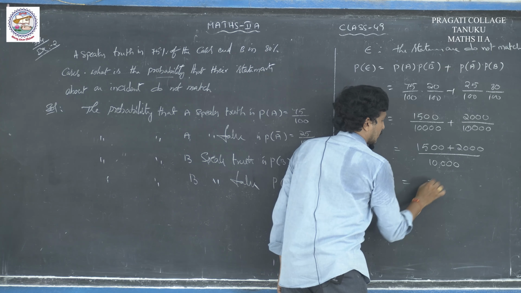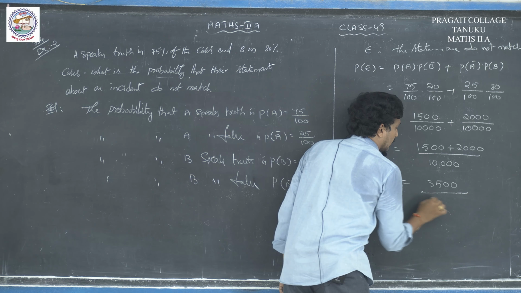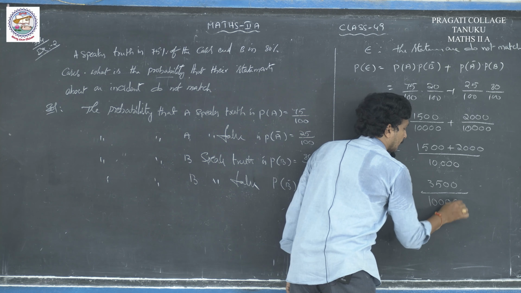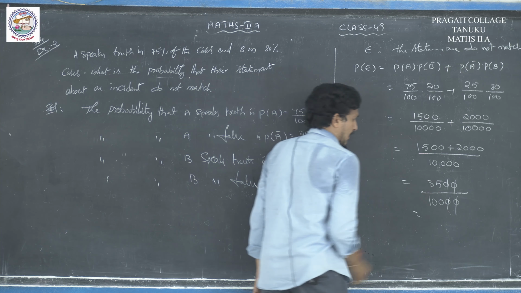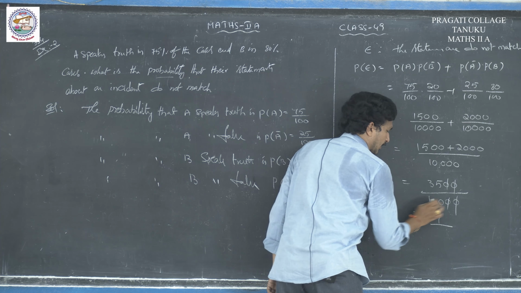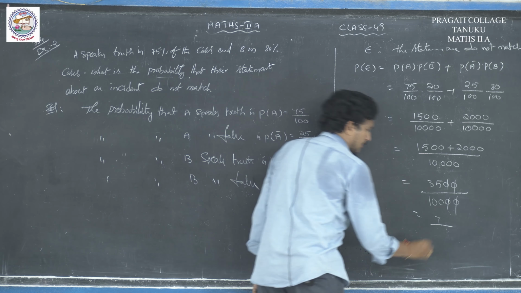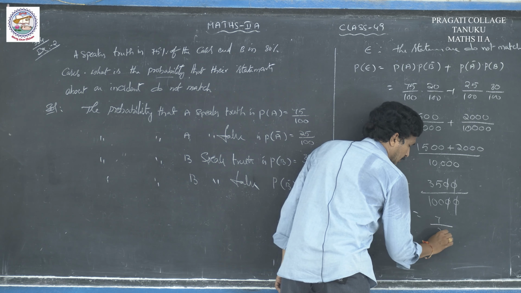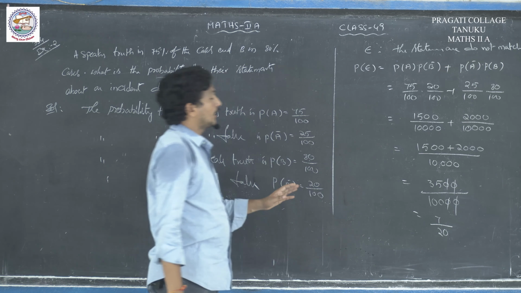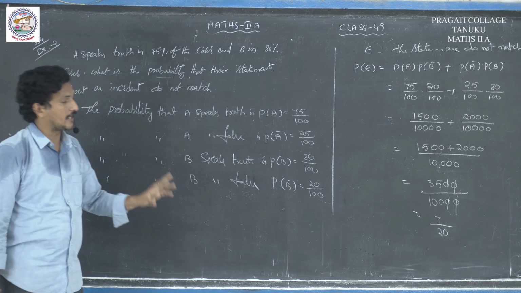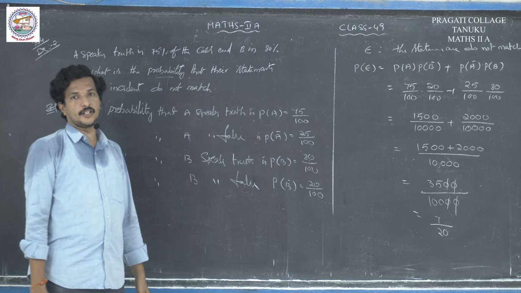That is 3500 by 10,000. Here 1, 2, 3, 4 cancel. 35 is 5 times 7, so 5 table is cancelled, 7 times. Here 5 table is cancelled in 100, 5 times 20. So the probability that their statements do not match is 7 by 20.